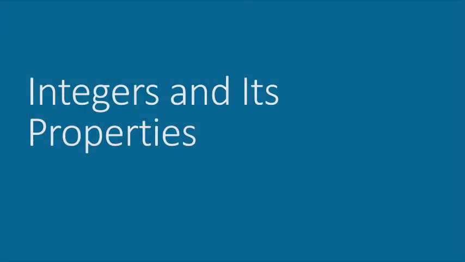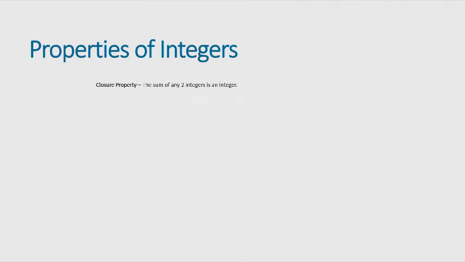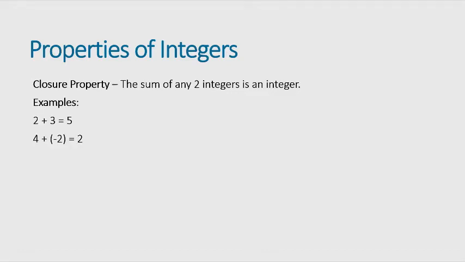Now, let's focus on the integers and its properties. The first property of integers is the closure property, which states that the sum of any two integers is always an integer. For example, 2 plus 3 is equal to 5. 4 plus negative 2 is equal to 2. 2 and 5 are both integers.